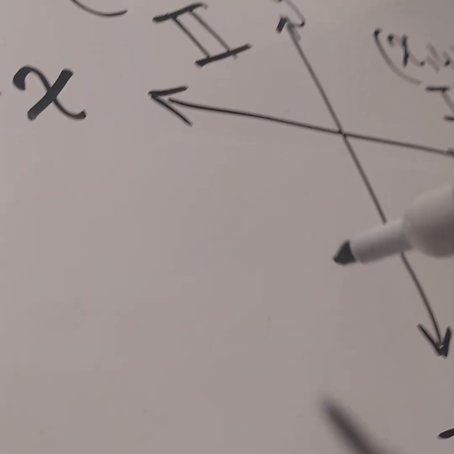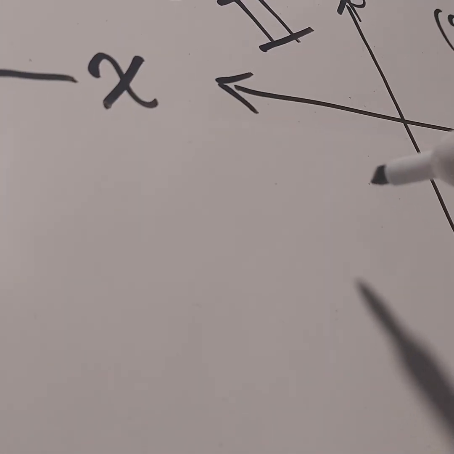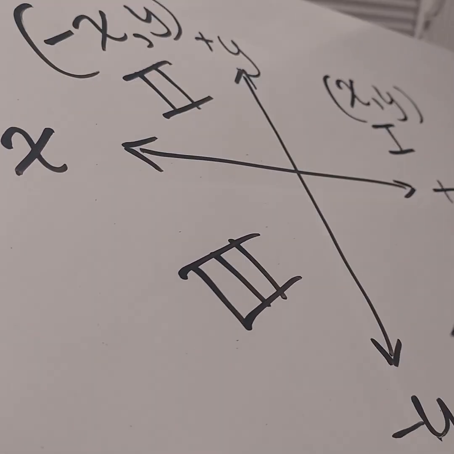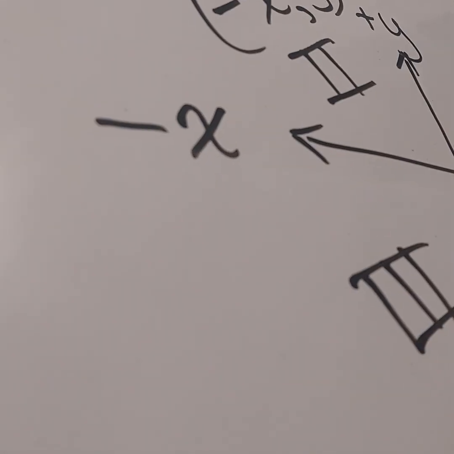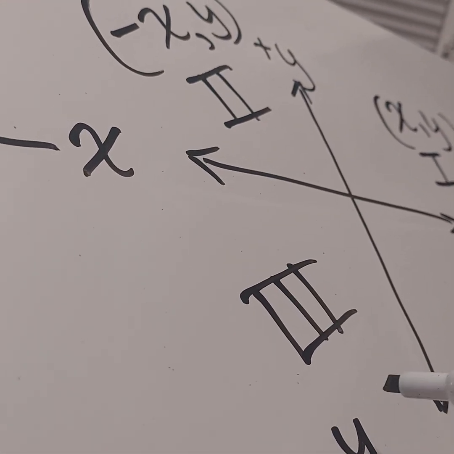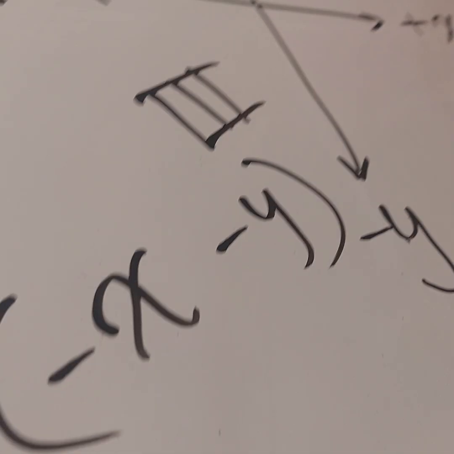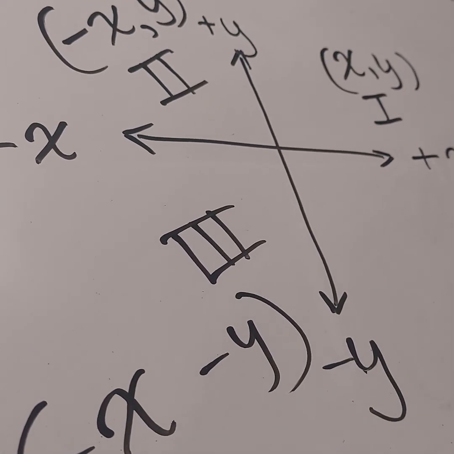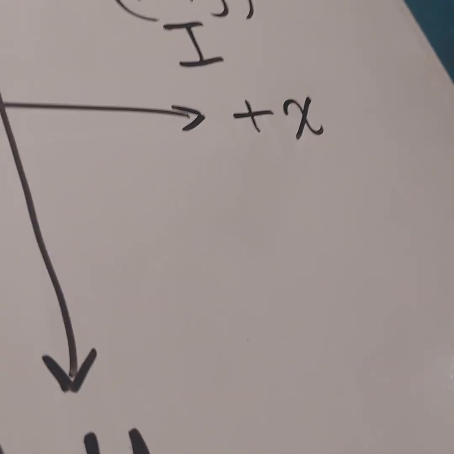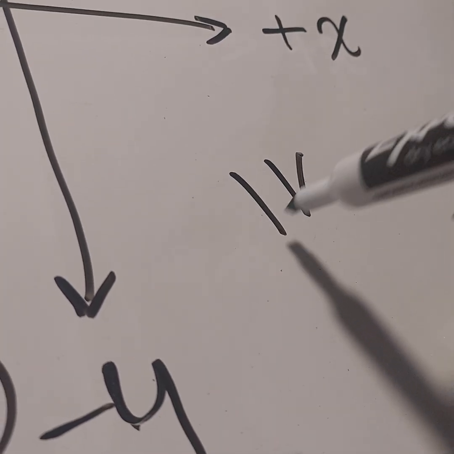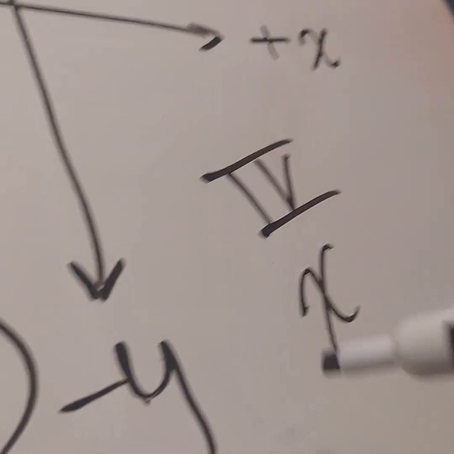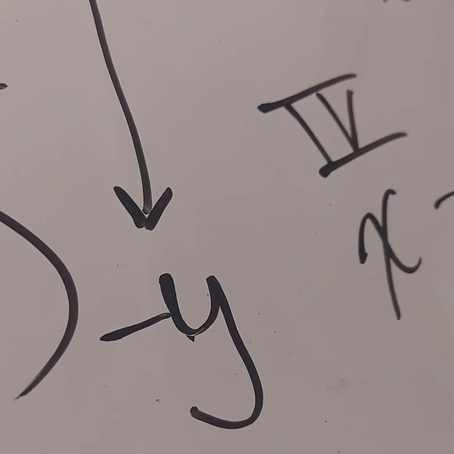Now, in this location right here, we're going to call this quadrant 3. In quadrant 3, let's take a look. X is negative. Y is also negative. So if you have the coordinate you need to plot and both coordinates are negative, you know to come to this location. The last one is going to be quadrant 4. X is positive. Y is negative. So I'm going to have negative y.